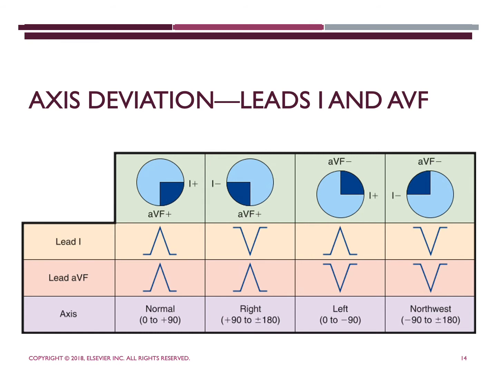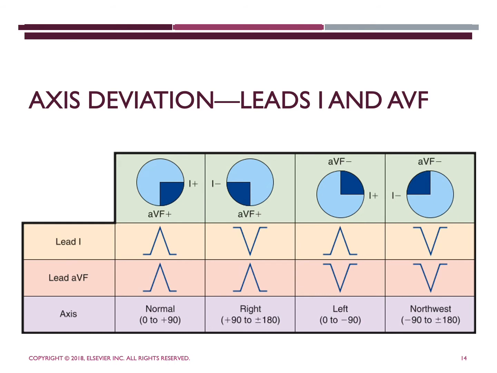So what we're going to be looking at doing here is really the determination of the QRS axis quadrant by noting the predominant QRS polarity in leads 1 and aVF. So the normal axis is going to be seen if the QRS is primarily positive in both lead 1 and aVF. The axis falls within the normal quadrant from 0 to 90 degrees.